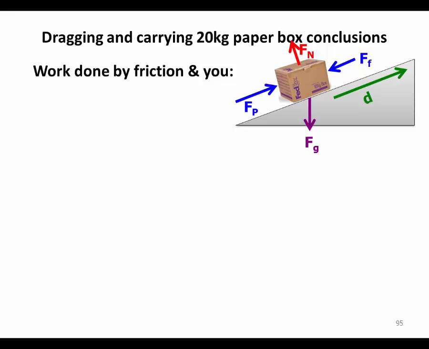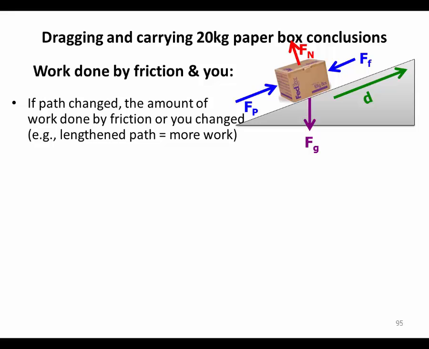So let's take a look at our conclusions from our last exercise that we did. We were bringing a box of paper across the room, dragging it across the room. We dragged it around the room, and we carried it up to Mr. Conlon's room. And we discovered that when we were dragging it across the front of the room versus going around the perimeter of the room, the work done by friction and the work done by you had some problems with it. The big issue we saw is that if we changed the path and we tripled the path, it turns out the amount of work done by you and by friction was tripled.